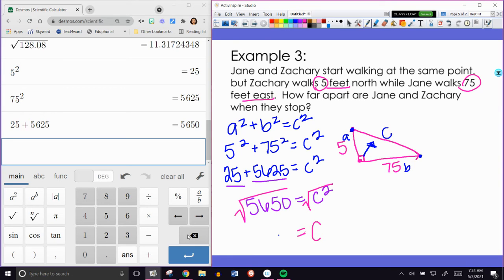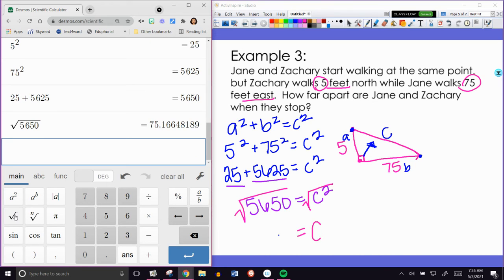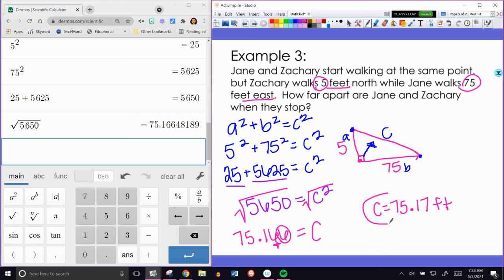So let's take the square root of 5,650. I have 75.166. So if I round, that 6 tells me to add one more. So they are 75.17 feet apart from each other.